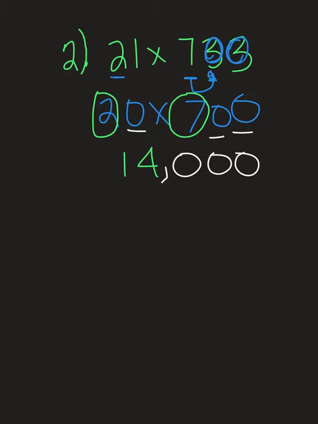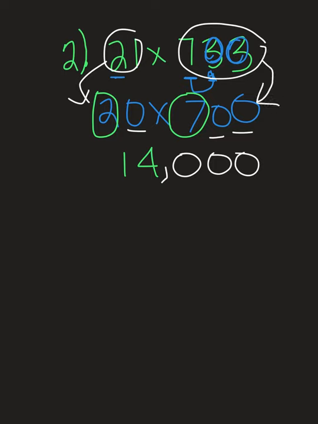Now, I know in the book it says, is this an over or underestimate? And what they're saying there is when we went from 21 to 20 and we went from 733 to 700, did we round up or down? If we rounded down for both numbers, then this is an underestimate.